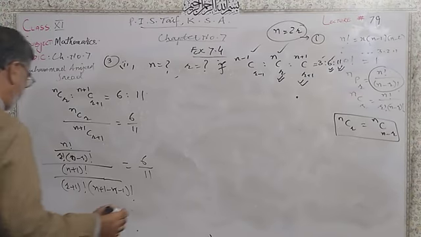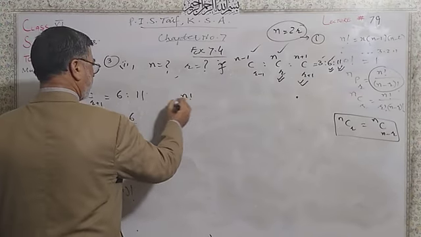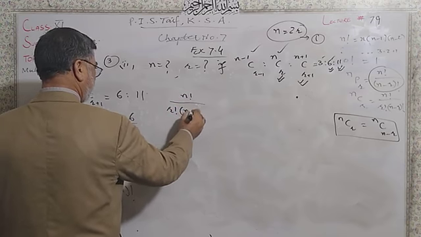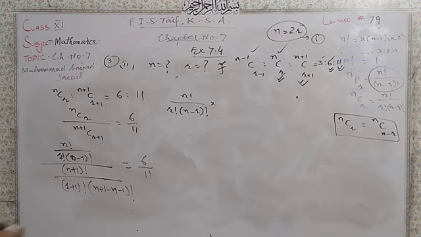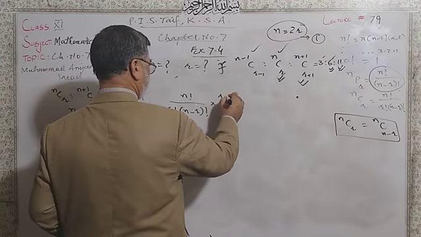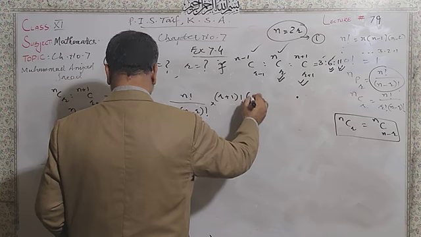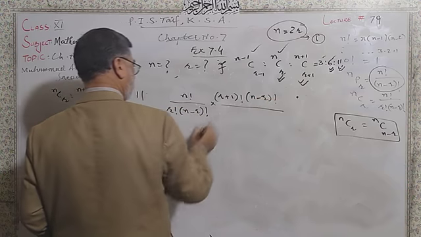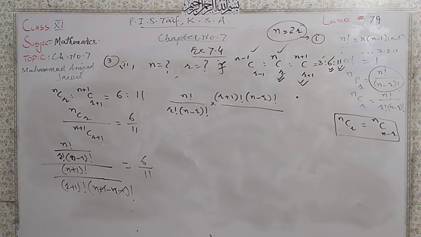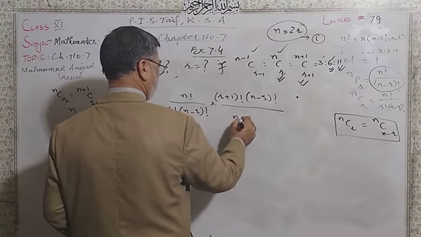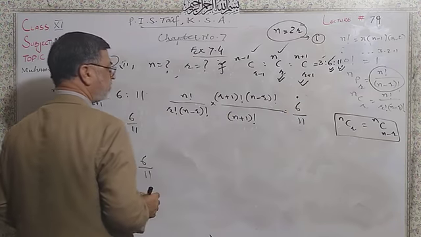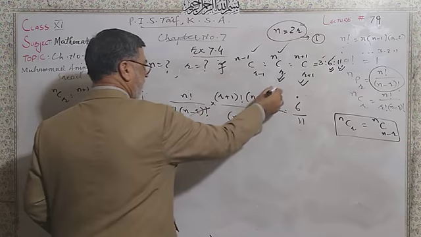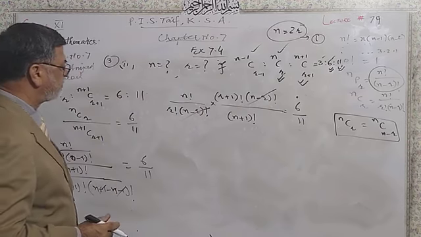Here we have n factorial over r factorial into n minus r factorial. Taking the reciprocal of this, here will be r plus 1 factorial into n minus r factorial over n plus 1 factorial is equal to 6 over 11. n minus r factorial, n minus r factorial cancelled out.